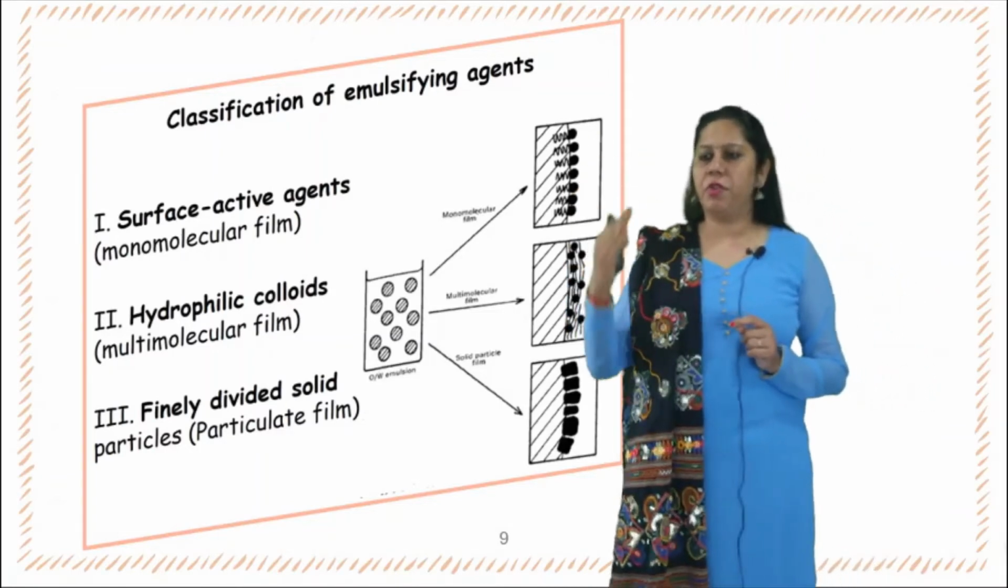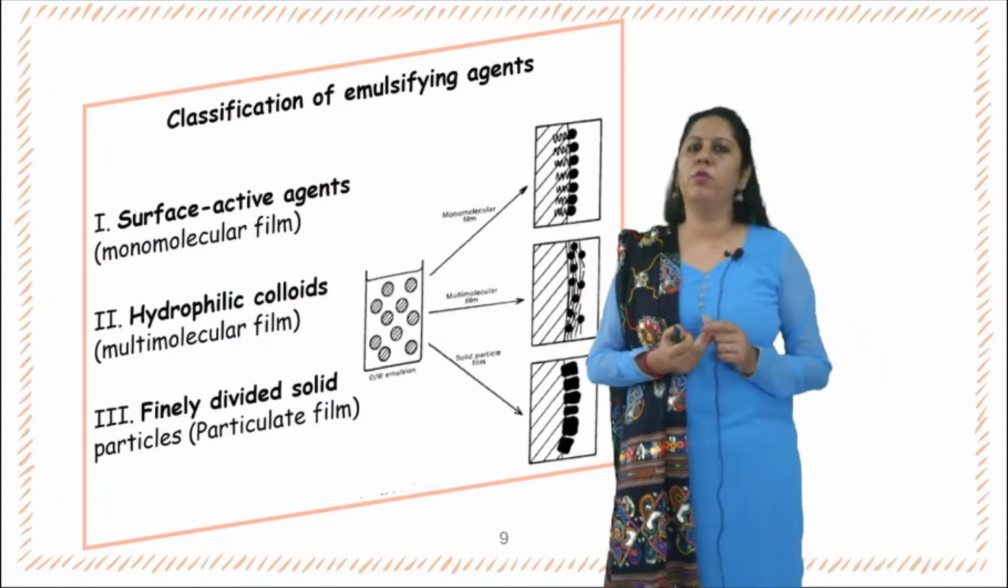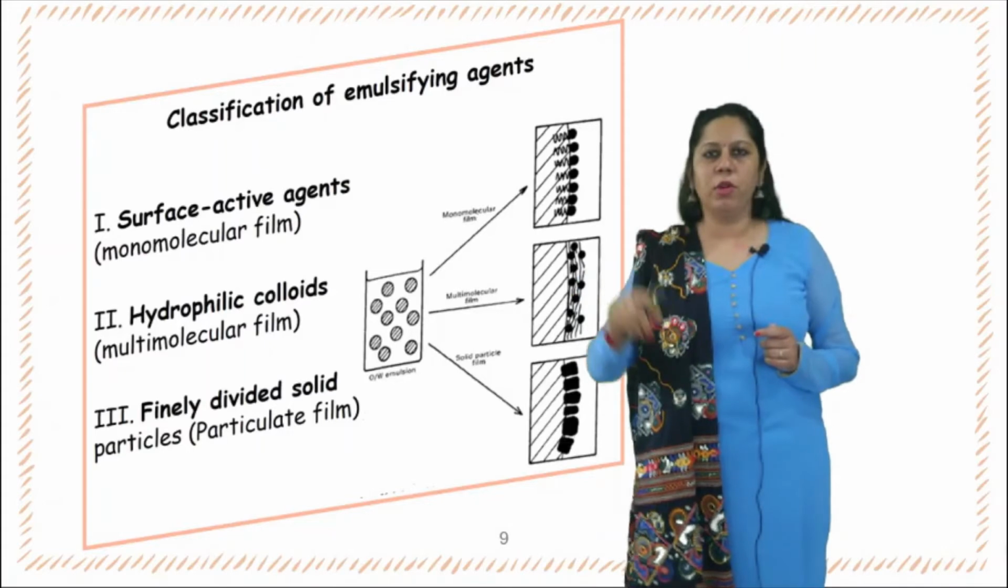Now, classification of the emulsifying agents. Majorly you have three categories of emulsifying agents. First is the surface active agents, which will form the monomolecular film. Monomolecular film means it will form only a one layer film.